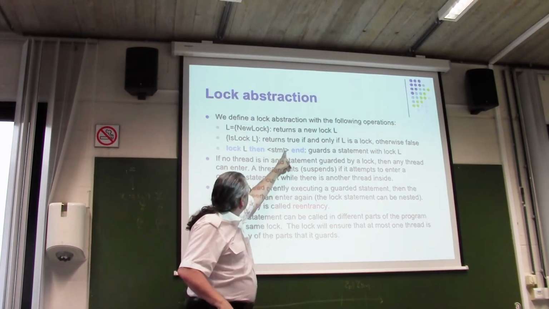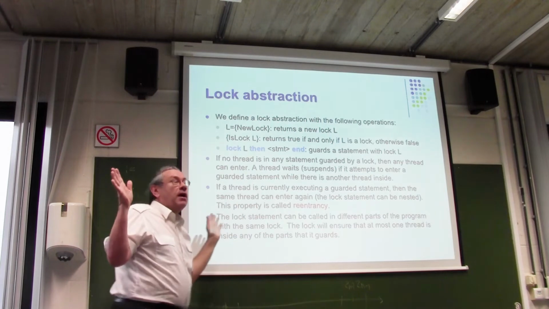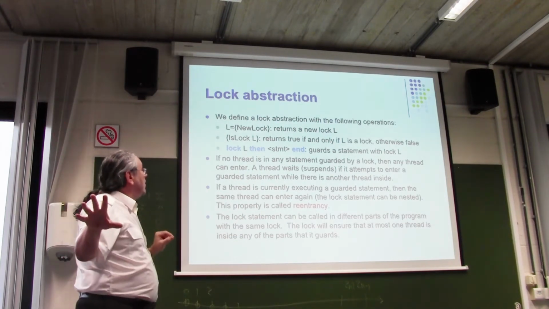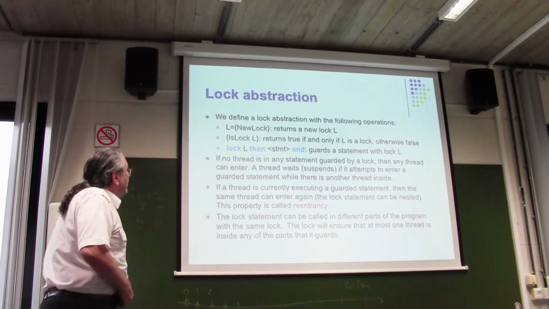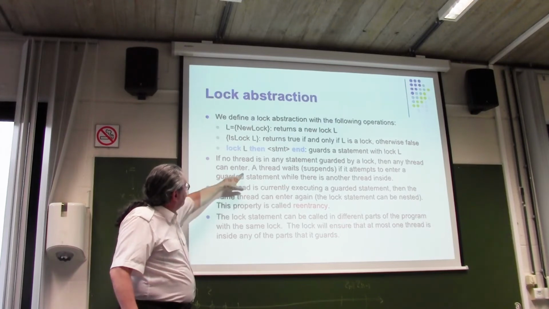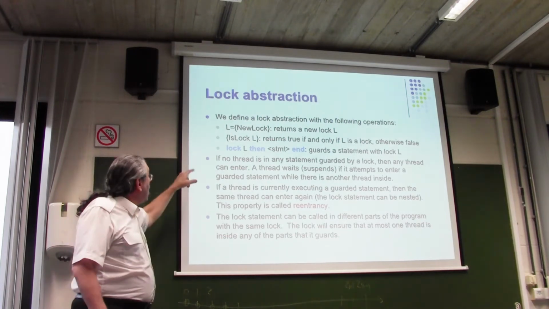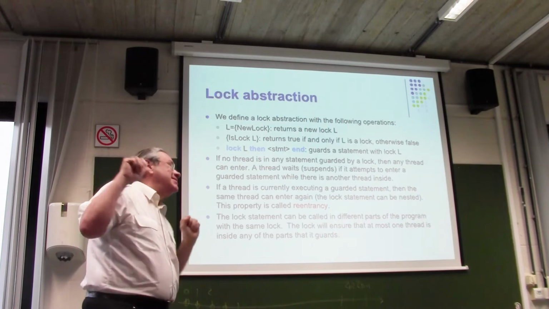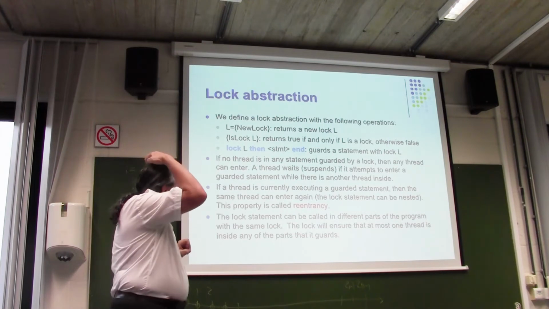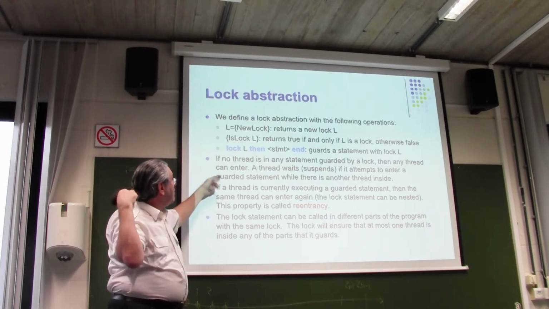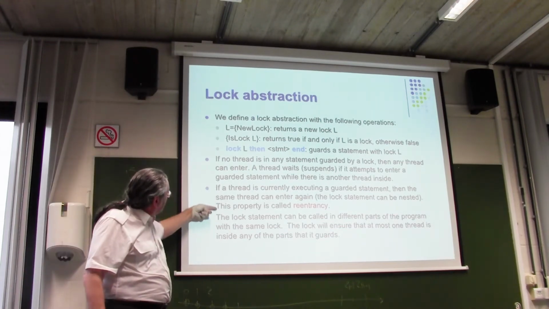That means if there's a thread inside here, and another thread tries to get in, it stops automatically. And it waits until the first thread leaves, okay? So that's very nice, huh? That's a nice abstraction, okay? So a thread will wait, or be suspended. That means the scheduler will never choose it. In fact, the lock is talking to the scheduler. The lock ensures that the scheduler will never choose it if it tries to enter a guarded statement if there's another thread inside, okay? And then there's a funny thing, which I'll show an example.